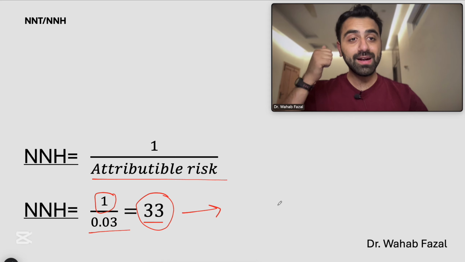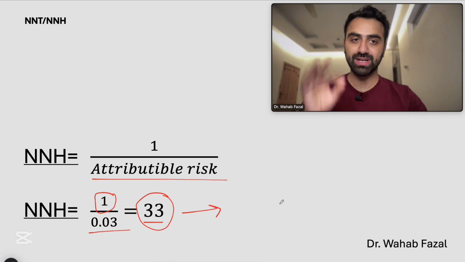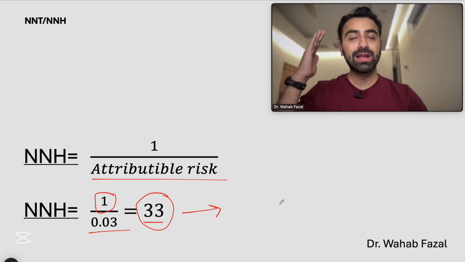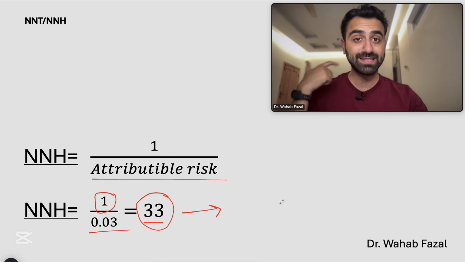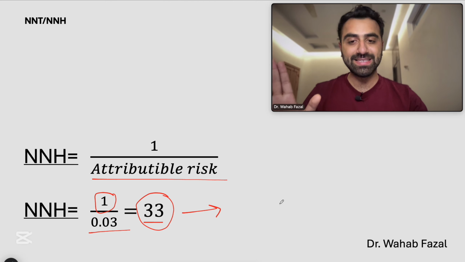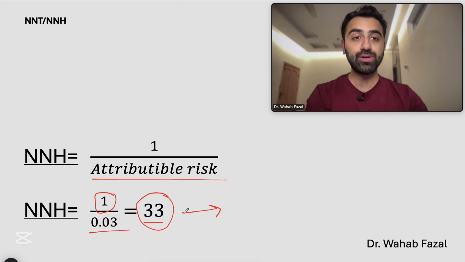Remember, drugs absolutely treat the patient. Absolute risk reduction helps us calculate number needed to treat, and it works for drugs, things that improve the chances of someone not developing basically the outcome. And number needed to harm is for toxins, carcinogens, and it is calculated from attributable risk.